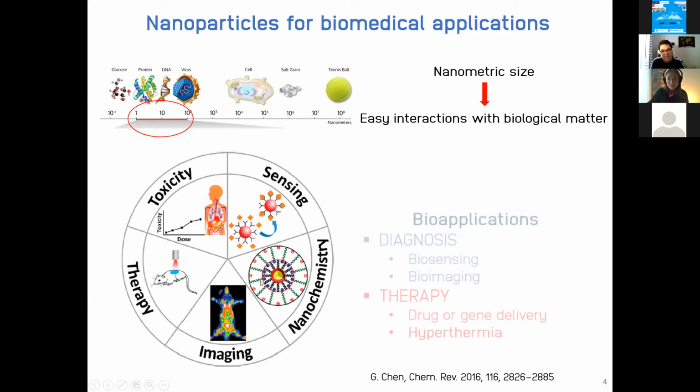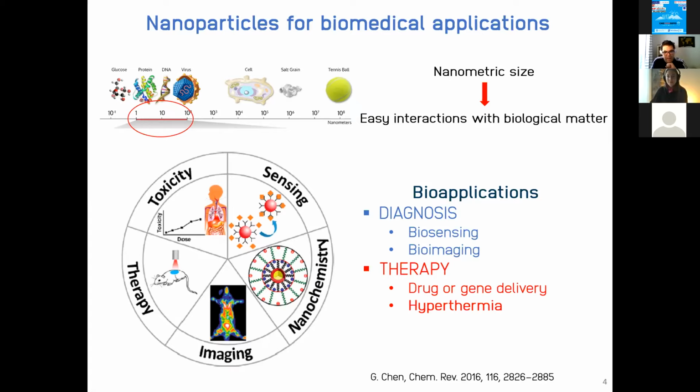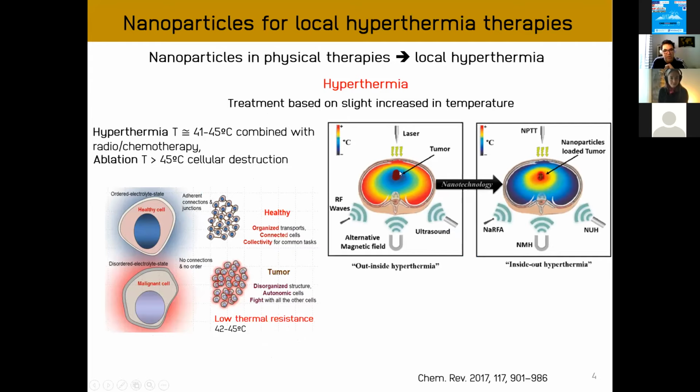So biomedical applications could be split into two different types, which are diagnosis, which includes biosensing and bioimaging, and also therapy, which includes drug or gene delivery, and also hyperthermia. Based on the physical properties of the particles, we have local hyperthermia, which is based on a slight increase in temperature of the surroundings where the particles are. It means that under the irradiation or stimulus of a laser or radio frequency, the particles are able to dissipate heat.